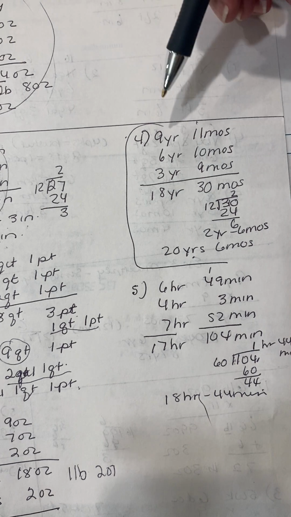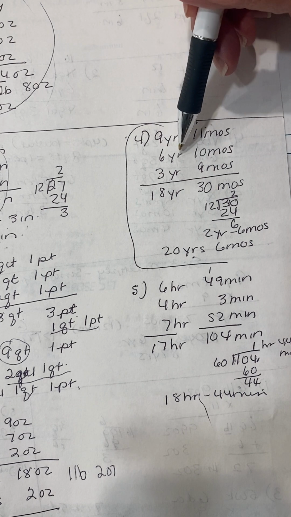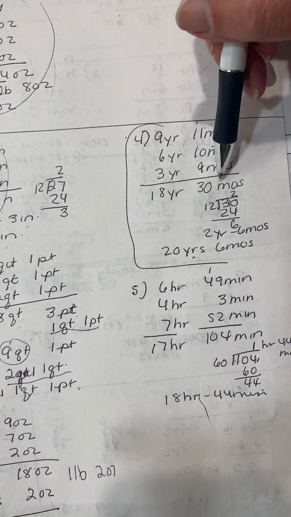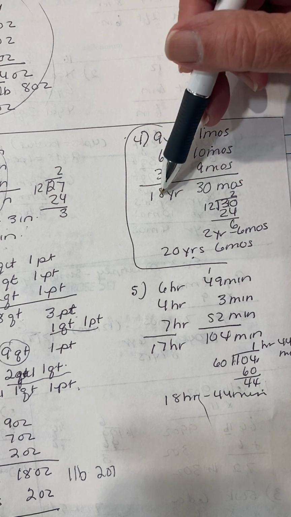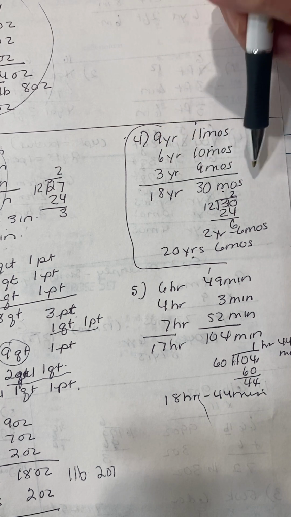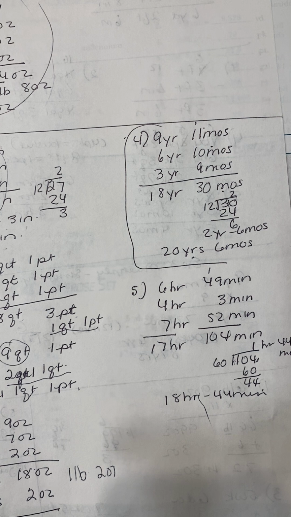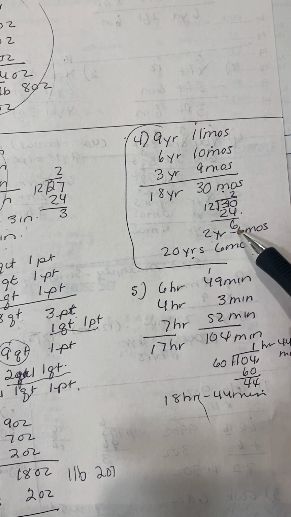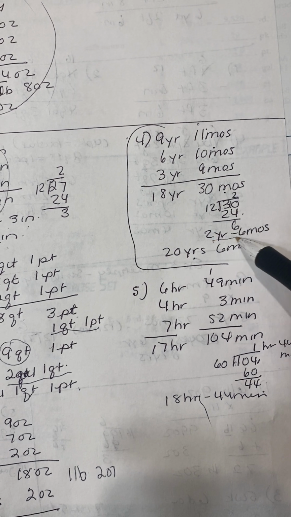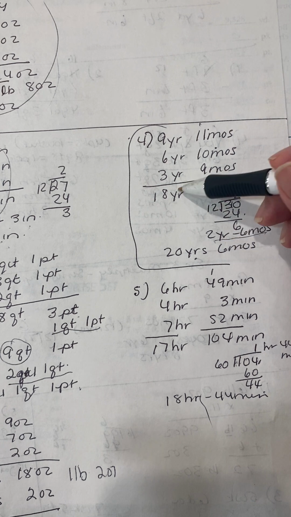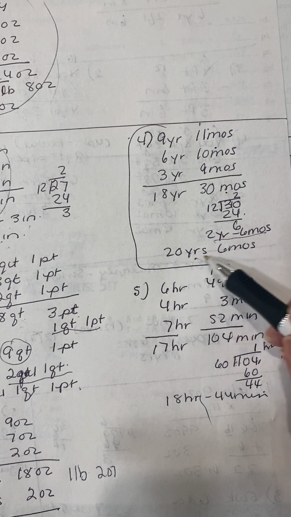Here's number 4. 9 years and 11 months, 6 years and 10 months, 3 years. You're going to add up, and you have 30 months, and you have 18 years. So you have 30 months, and you think, well, there's 12 months in a year. So 12 goes into 30 2 times. So you're going to add 2 years. It's going to be 2 years and 6 months. So you're going to add that 2 years over on this side. So this is 20 years and 6 months.